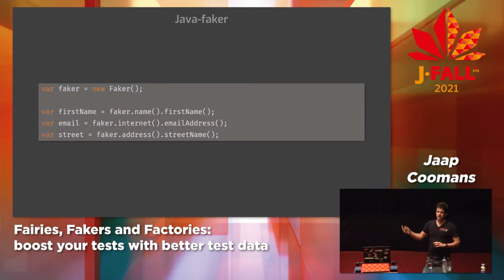So, similar example as we saw before, and you may see some differences, and some things are the same. I start with creating a new Faker object. Again, that's the access to the Faker API for me. And in this example, I again have a first name, an email, and a street, and I used 3 different fakers for that. So for the first name, I use the name faker. For the email address, I use the internet faker. And for the address, the street name, I use the address faker.